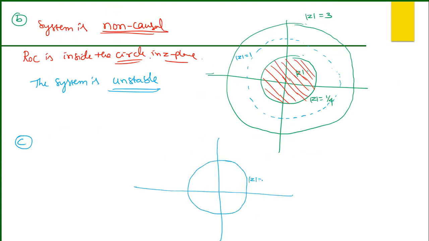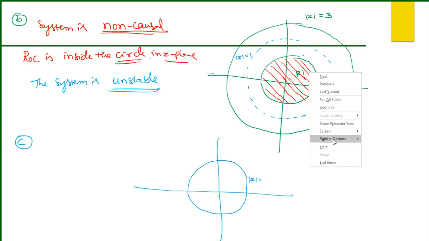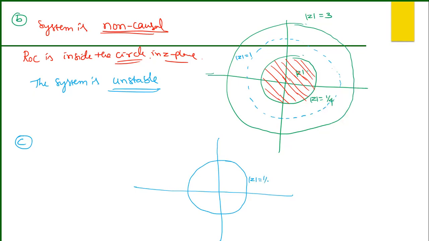Mod Z is 0.25, or 1 by 4, you can take. I will take it as 1 by 4 only. Mod Z is 1 by 4. And what is the one more circle? This is the 3 circle. Let me take mod Z is 3.